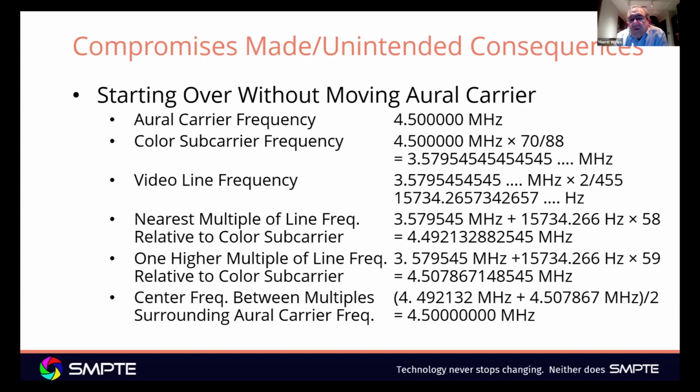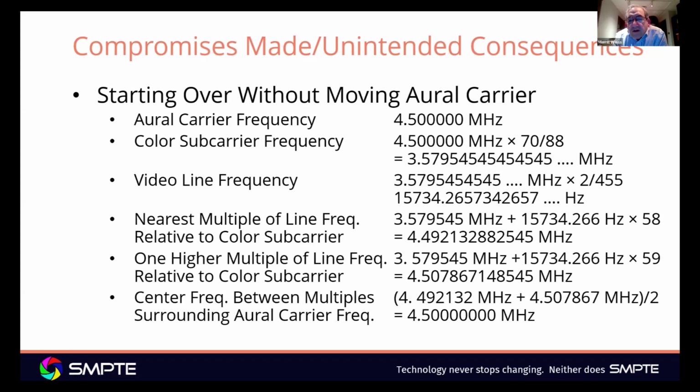And so if we take the 4.5 megahertz and we multiply by 70 and divide by 88, we get a number, 3.579545455454545, a number many of us know and either love or hate, but we know it pretty well. From that, we can get the video line frequency by applying the fraction 2 over 455. So we double the subcarrier frequency and then divide by 455, and we get 15,734.266 if we round it.